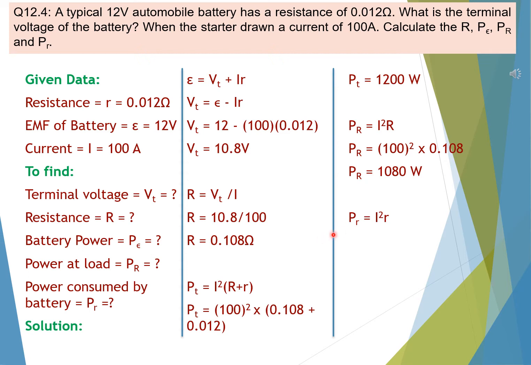We can calculate power consumed by battery P small r is equal to I square into small r. Small r represents internal resistance of battery. We can put the value of current and internal resistance of battery, and after solving we get power consumed by battery, represented by capital P and small r in subscript, is equal to 120 watt.